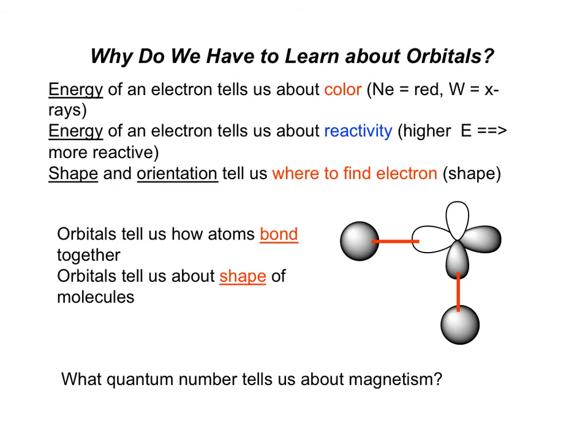Remember how different colors of light are emitted in emission line spectra. The energy of an electron also tells us about the reactivity of a substance. The higher the energy, the more reactive that substance is. The shape and orientation of an atomic orbital tells us the region in space where there's a high probability of finding an electron. Later, we'll see how orbitals tell us about how atoms bond together to form molecules, as well as the shape of molecules.